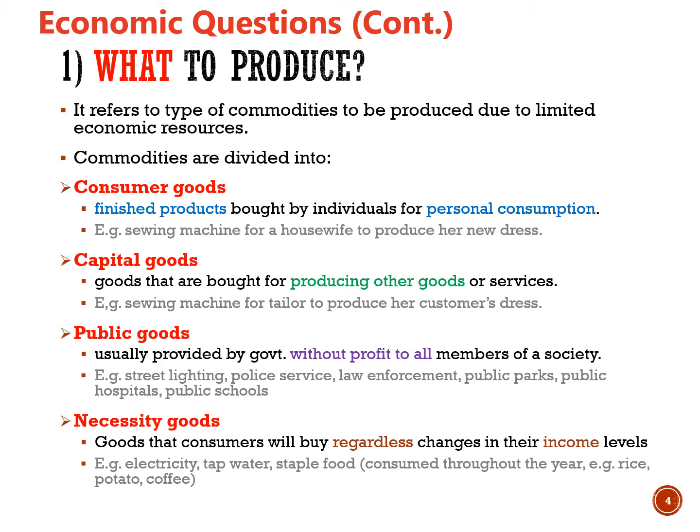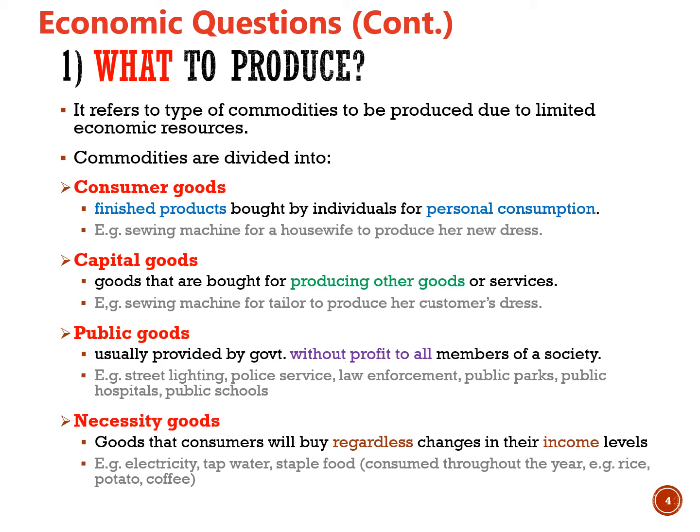On the other hand, capital goods are purchased for the purpose of producing other goods or services. For instance, a sewing machine bought by a tailor to produce dresses for her customers. Public goods are usually provided by government without profit to all members of a society. Among the examples of public goods are street lighting, police service, law enforcement, public parks, public hospitals, and public schools.